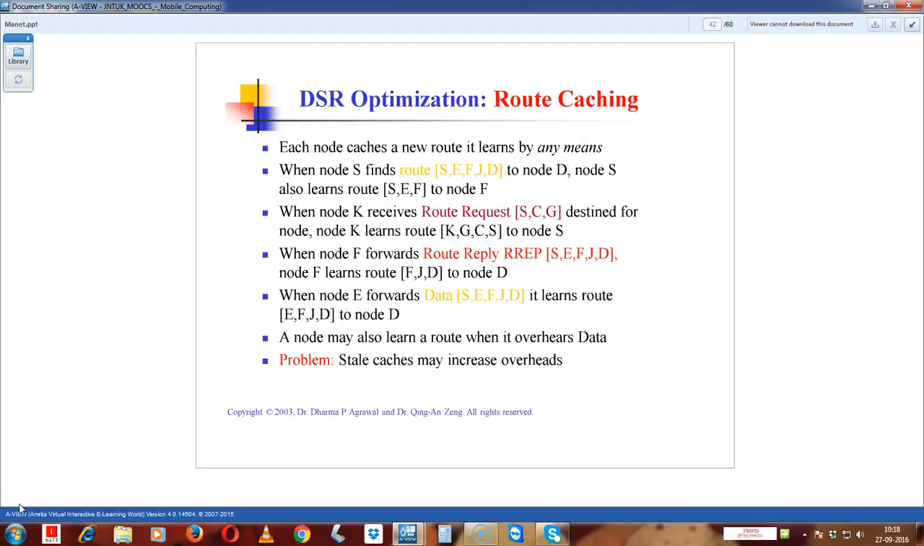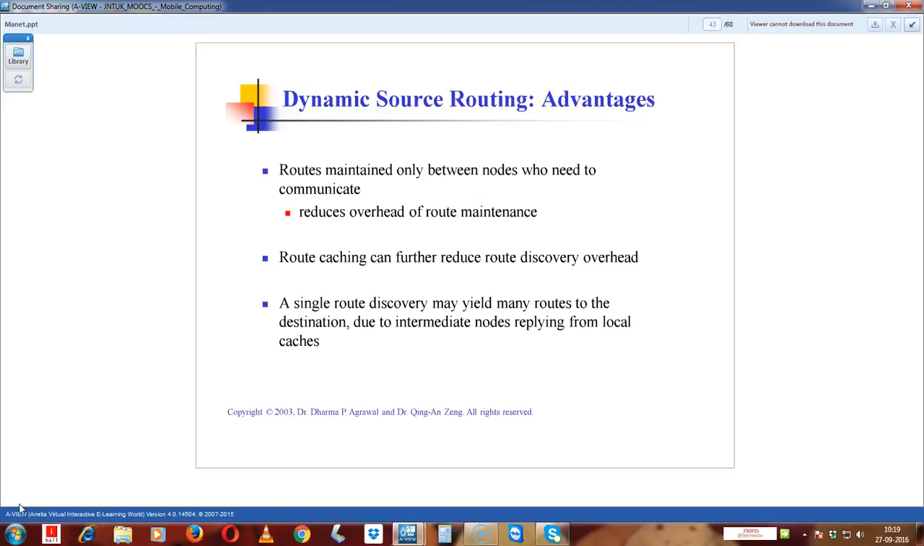Okay. But the problem here which can occur is stale caches. Suppose your cache is destroyed or somehow gets corrupted, that increases overheads, because the information you're storing is in the cache itself. If your cache is corrupted or other data overwrites it, then again you need to start from the beginning, because you don't have any routing from the source. That information is kept in the cache. But using route caches, you can actually optimize it. But there is still a problem in the cache.